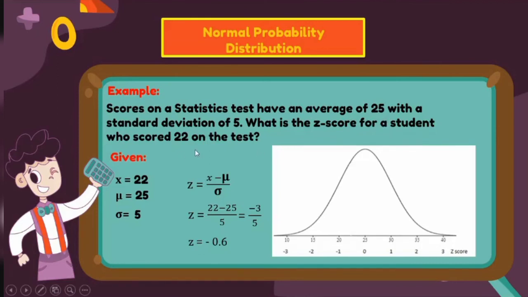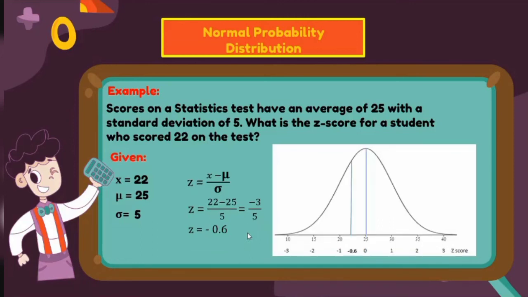Siyempre, if you have a given score or data which is higher than 25, we are expecting na yung value ng C natin is positive. But in this case, since 22 lang yung score natin and the average is 25, we are expecting na yung C score natin is equal to negative. We are expecting the value of our C score is equal to negative.